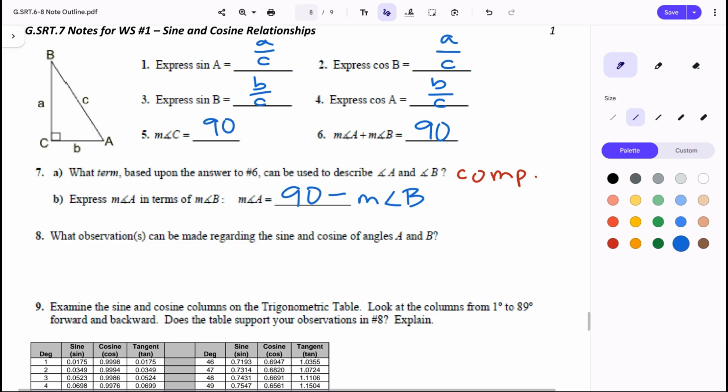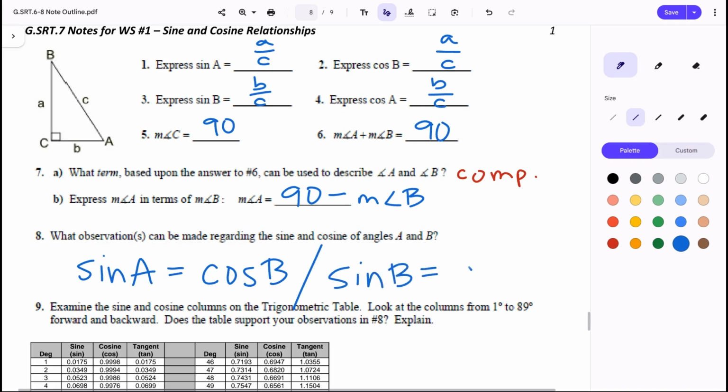So when we look at these two things, they're asking for number 8, what observations can be made regarding the sine and cosine of angles A and B? So those two angles that we started out with up there. We are recognizing that if I had the sine of angle A, that would be equal to the cosine of angle B. And that same thing is happening up above if I were to switch A and B around. So I could also write this as the sine of B is equal to cosine of A. That still would be a true statement.